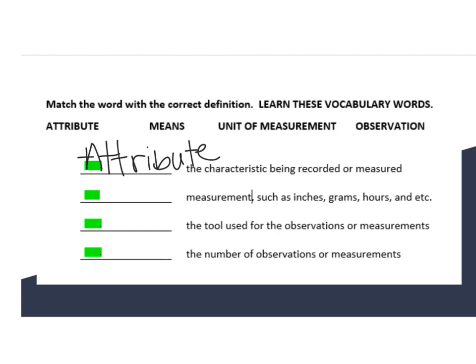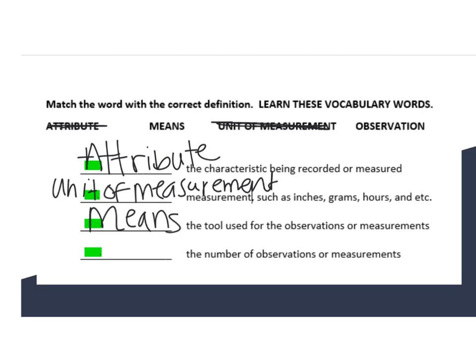Okay, the next word we're going to talk about is unit of measurement. And unit of measurement is the measurement, such as inches, grams, hours, or whatever. So again, if you're talking about the height of your students, the unit of measurement would be feet or inches. So whatever you're using to measure. So this is unit of measurement. Okay, so we've used attribute, unit of measurement. Okay, so the next word is going to be means.